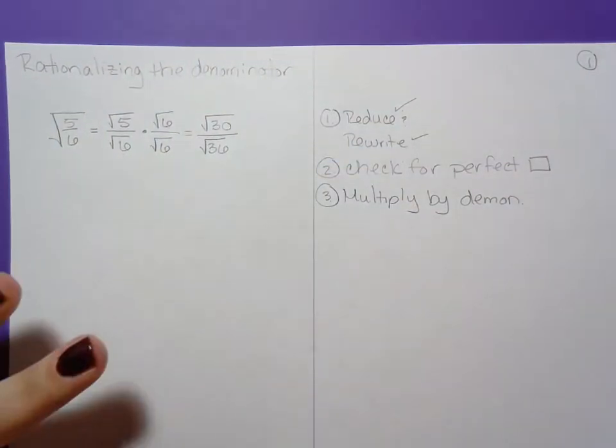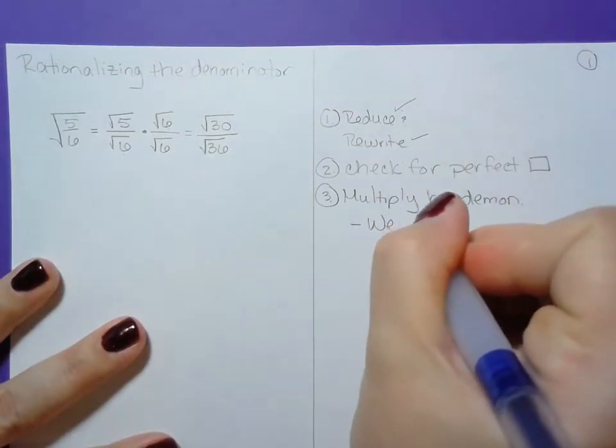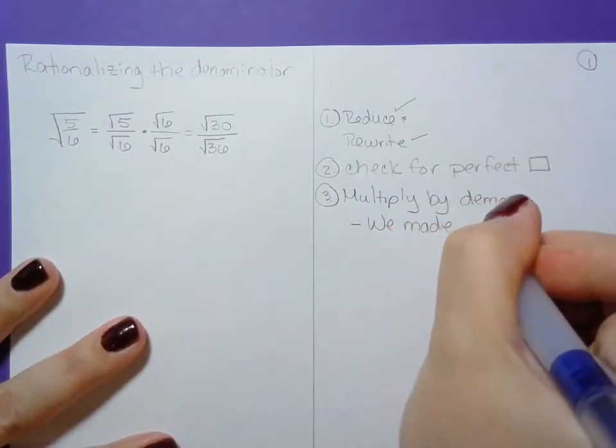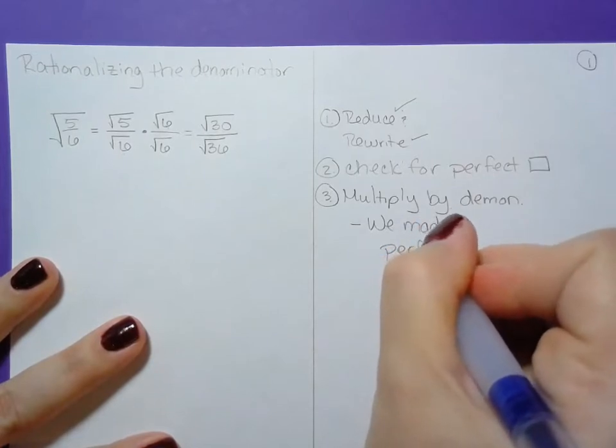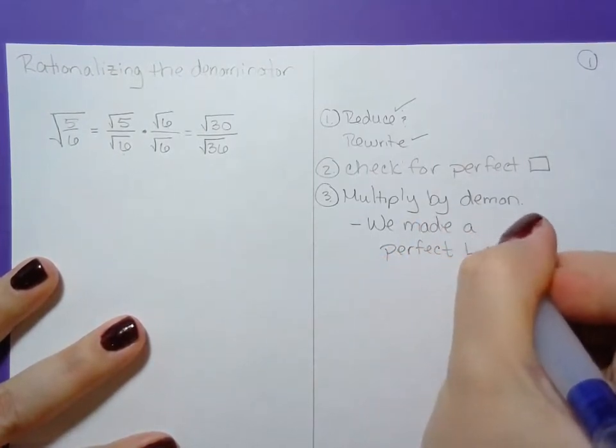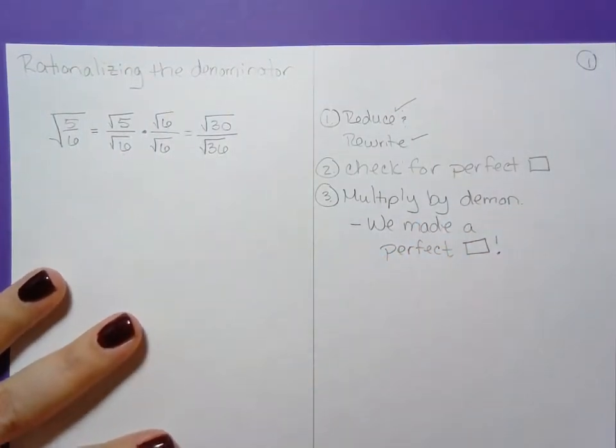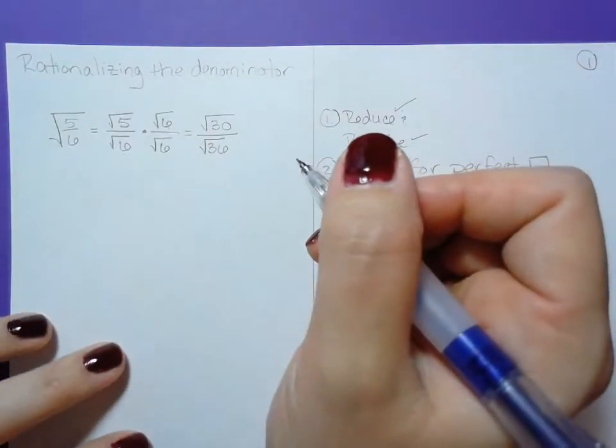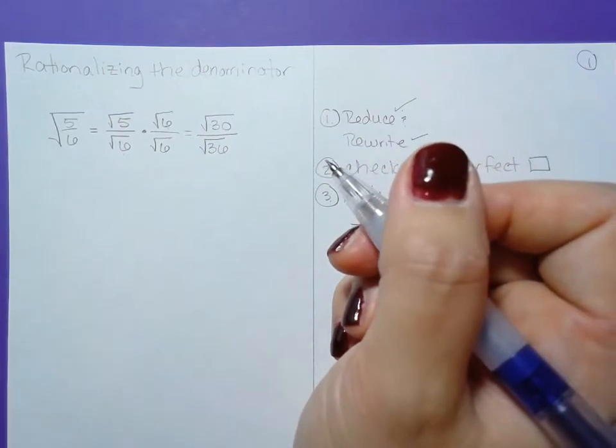Now, we have made a perfect square. We made a perfect square in the denominator anyway, and that's where we want that to be. We want a perfect square in the denominator. So then we're just going to deal with that.